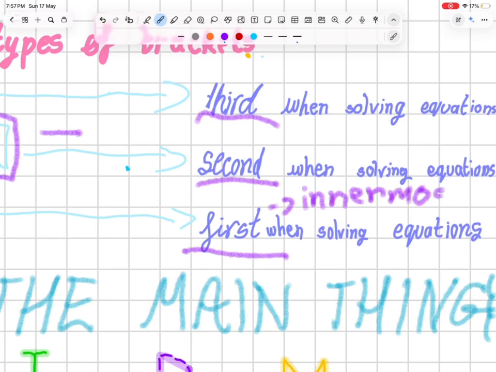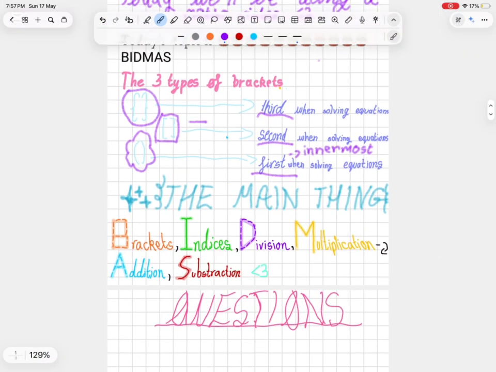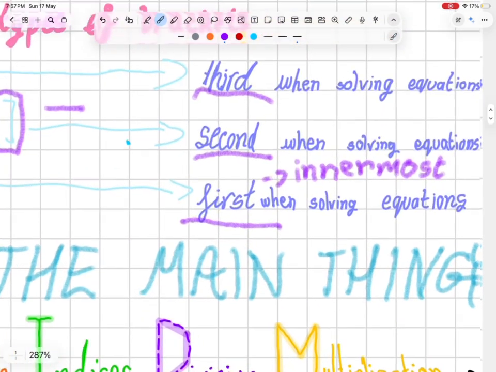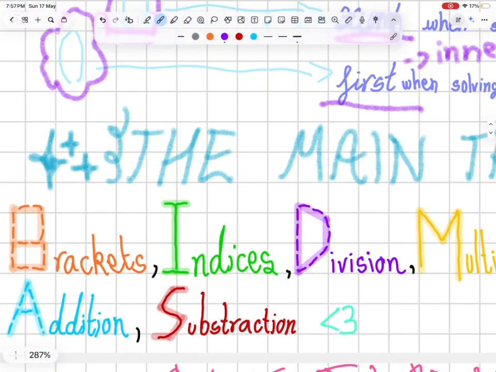And now we'll move on to the main thing, which is what BIDMAS stands for. Because BODMAS and BIDMAS, many people call it different. I think if I'm correct, some people even call it PEDMAS. But today we'll be focusing on BIDMAS.